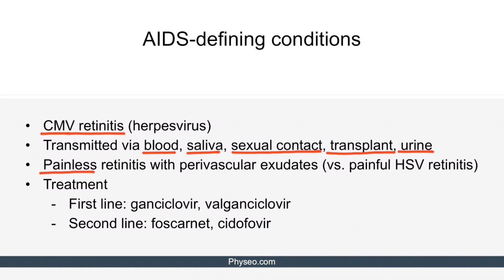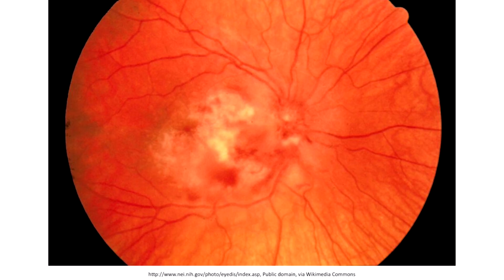CMV retinitis is painless, and it is characterized by perivascular exudates on fundoscopy exam of the retina. This is in contrast to HSV retinitis, which is also common in HIV-positive patients, and it's painful rather than painless. A first-line treatment for CMV retinitis is either ganciclovir or valganciclovir, and second-line treatment for ganciclovir-resistant CMV is either foscarnet or cidofovir. Here we have an image of a fundoscopic retinal exam of an HIV-positive patient showing perivascular exudates, and this is most consistent with CMV retinitis.